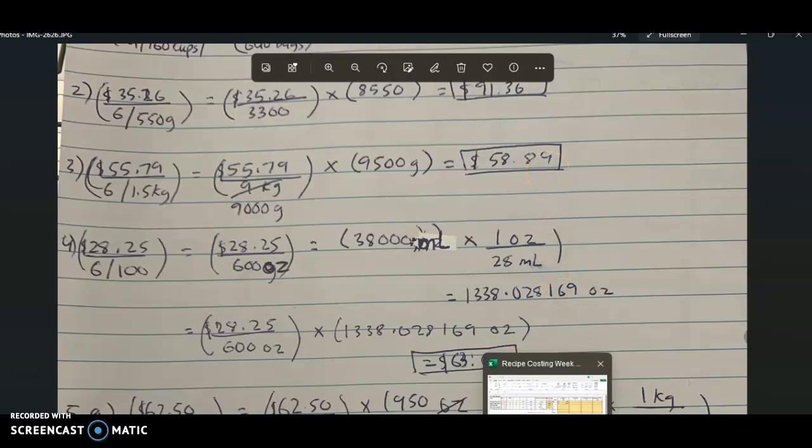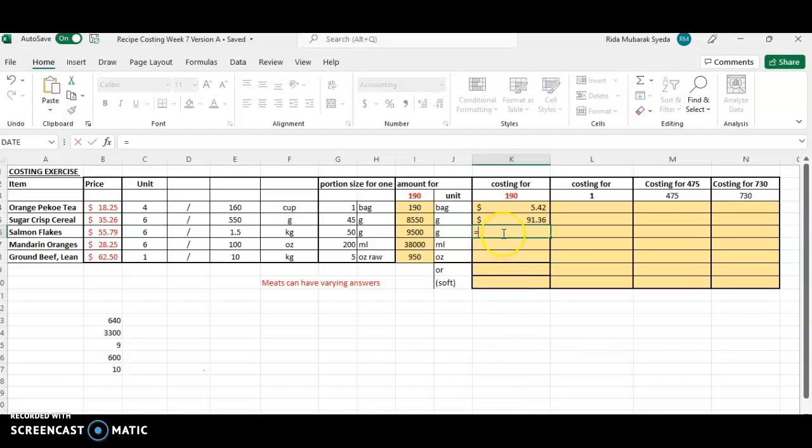So let's try it on Excel. So it'd be equal to price divided by 9,000, close brackets, multiplied by 9,500, close brackets, enter, and we get the same price.